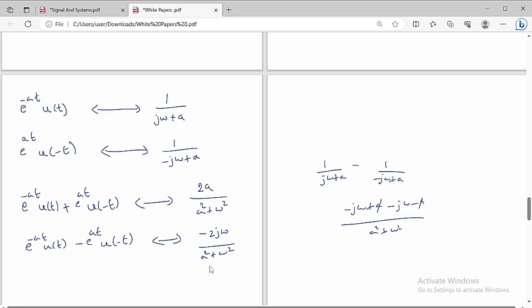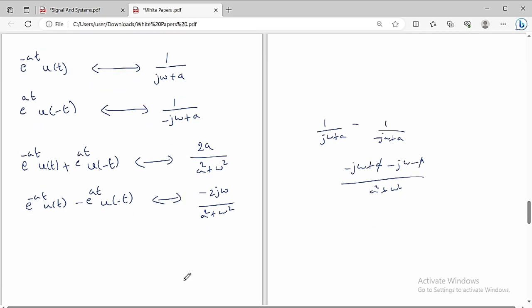This is what I have already told you. In place of a, if you substitute 0, what do you get? The signal becomes u of t minus u of minus t. For the transform, we simply get minus 2 j omega by omega square, which is nothing but minus 2 j by omega.